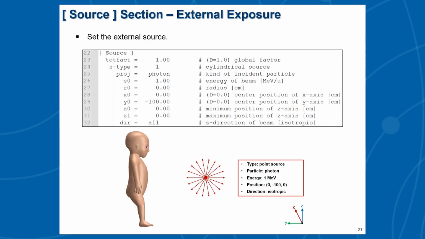After the phantom implementation, the source is defined in the source section. The first is the external point source. In this example, the cylindrical source was used to define the point source. In line 24, the s-type command is set to 1 with the radius and height of zeros. The dir command in line 32 was set to all to generate an isotropic source.